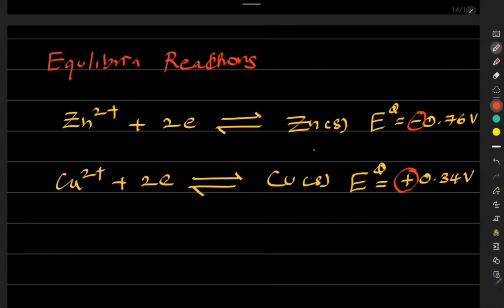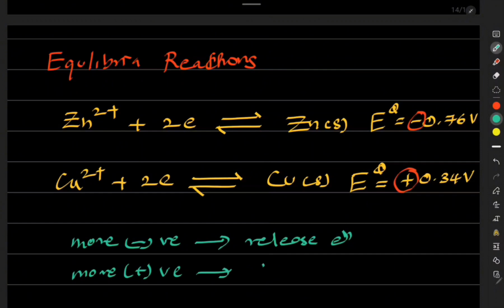Now we can compare the equilibria. Here zinc has a minus sign. It should release electrons. Therefore, the equilibrium should be shifted to the left side. Copper has the positive potential, therefore it should gain electrons. So the equilibria favors the right side for copper and the left side for zinc. We have already learned this. More negative means release electrons. More positive means gain electrons.